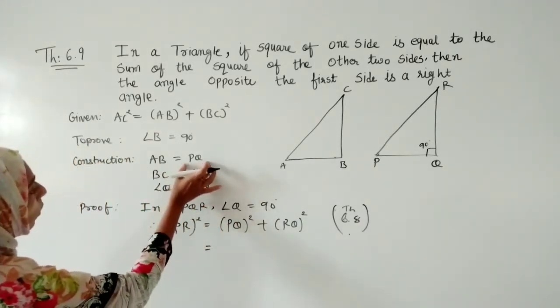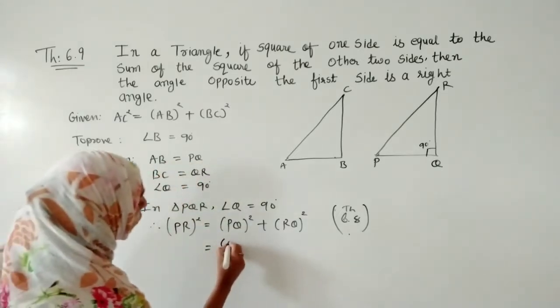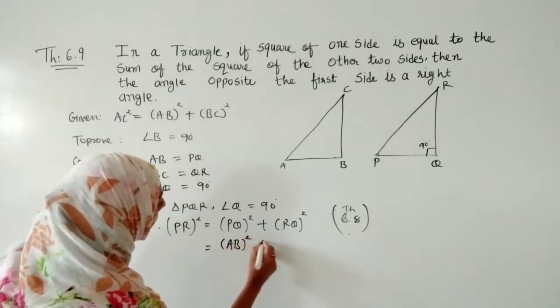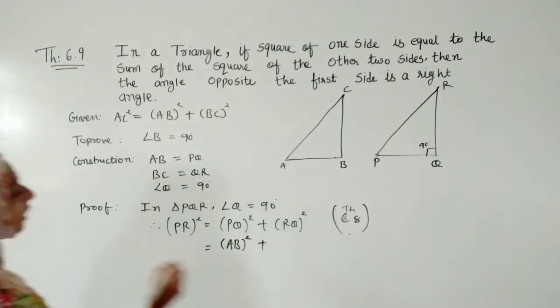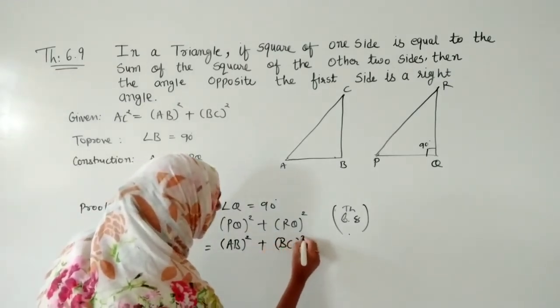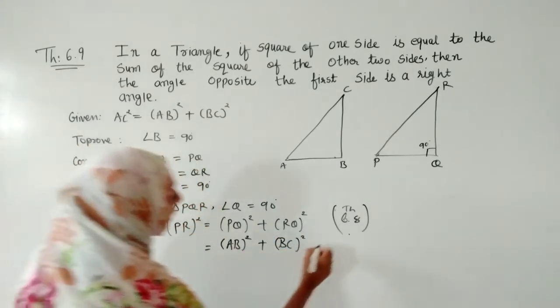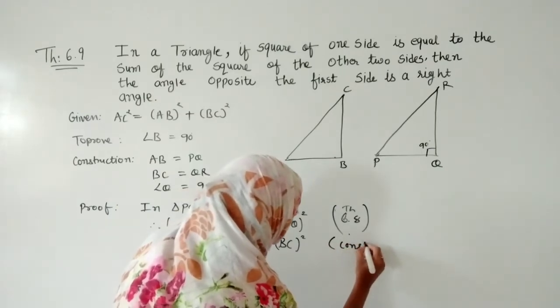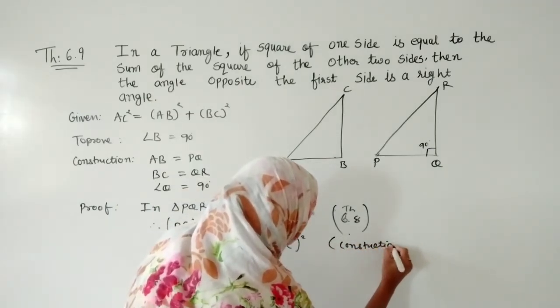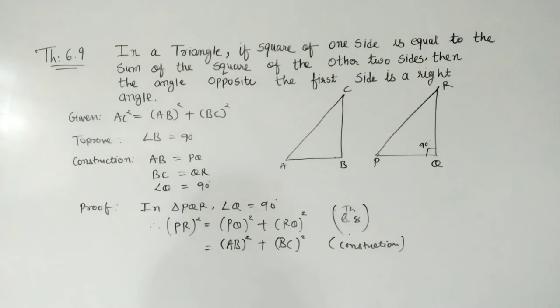Here, as we know PQ is equal to AB, so let us substitute AB square. As well as RQ is equal to BC, so let us write BC square. From where have we written this? In bracket I will write from construction. So let me write it, from construction. We have written this.